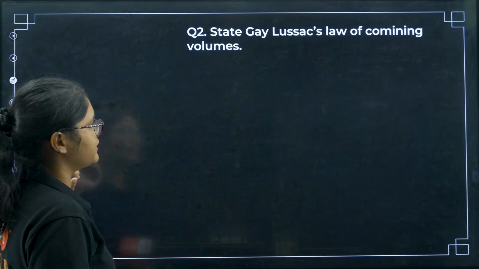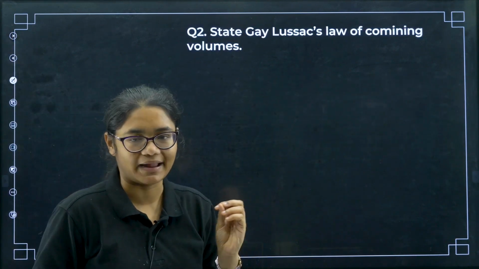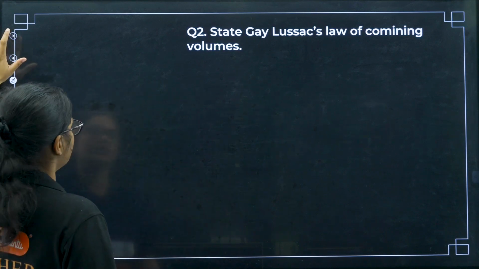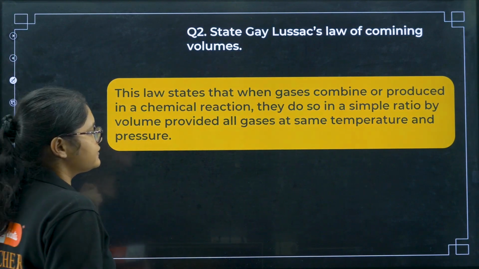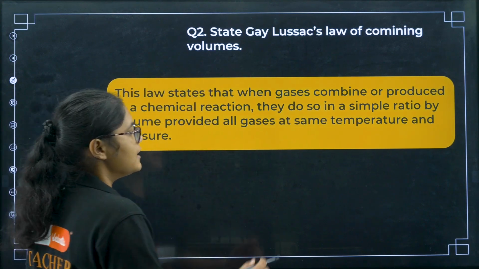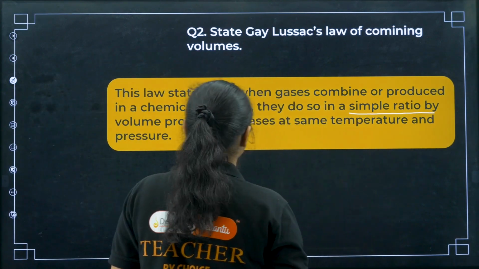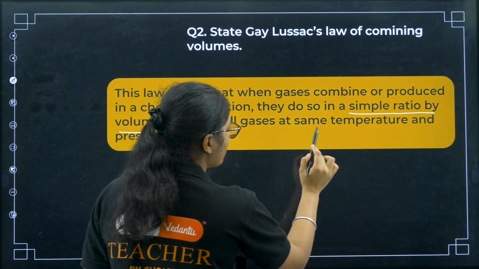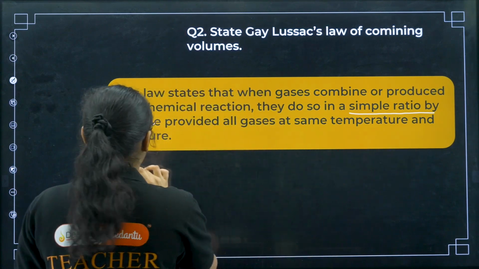Now let's see the second question. State Gay-Lussac's law of combining volumes. This is a very important question, so we'll see the statement. This law states that when gases combine or are produced in a chemical reaction, they do so in a simple ratio by volume, provided all gases are at the same temperature and pressure.